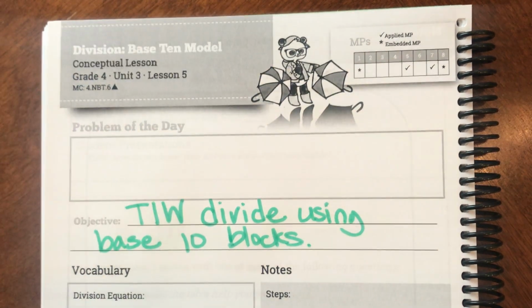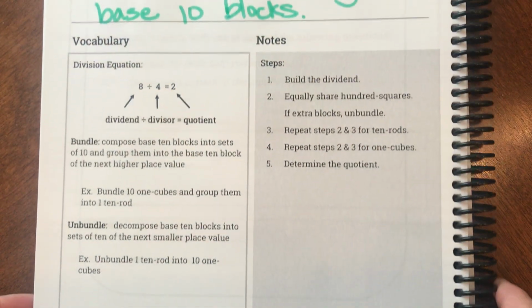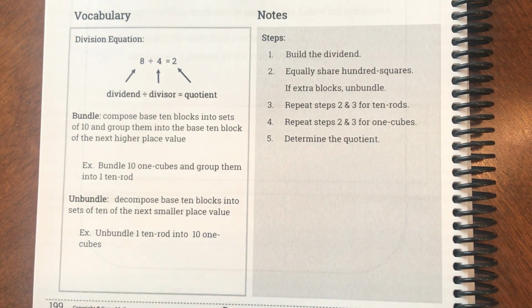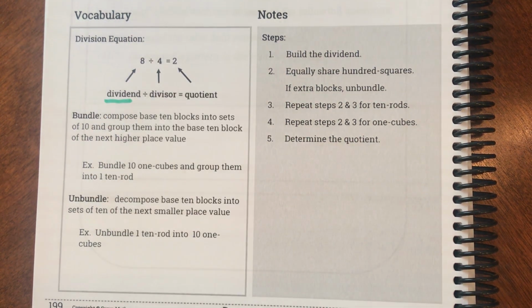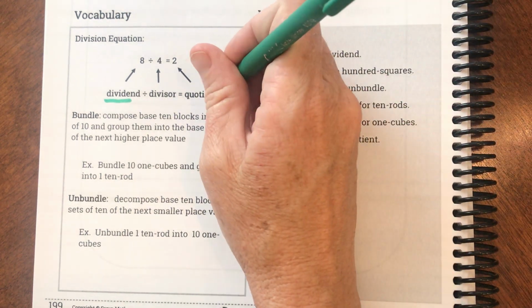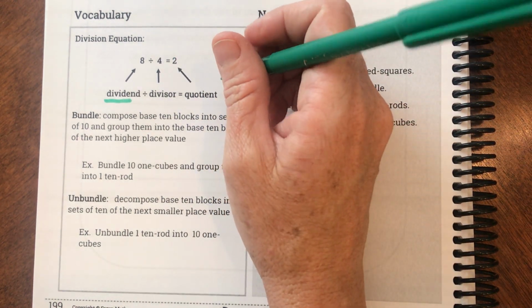So let's look at our vocabulary really quickly. We have what division is and our division words. Our dividend is the number that we're going to divide. Our divisor is how many equal groups we're going to have or how many are going to be in each group. And then our quotient is our answer.